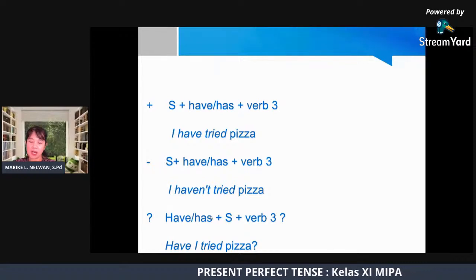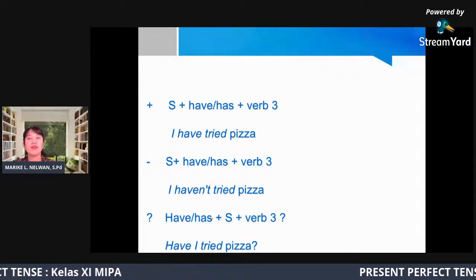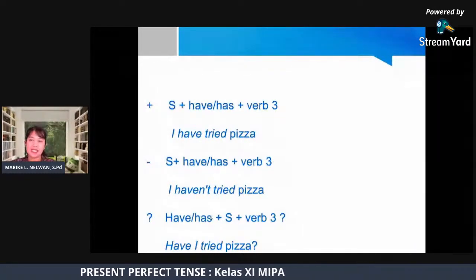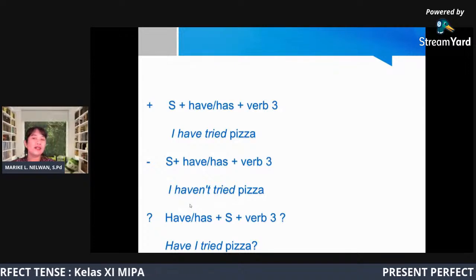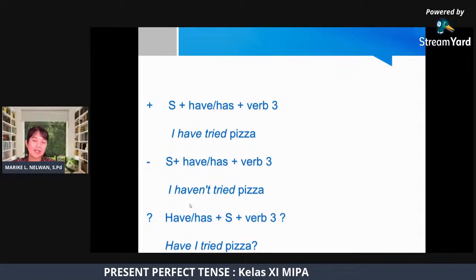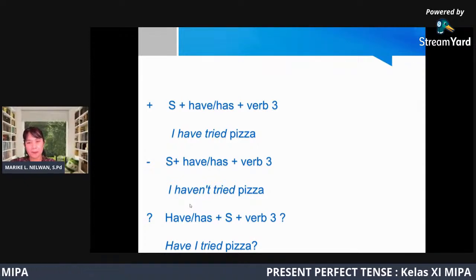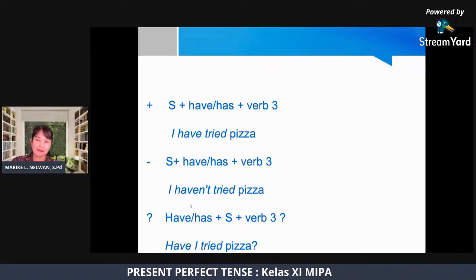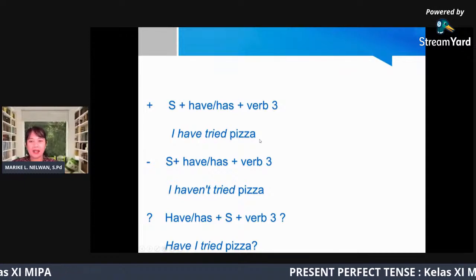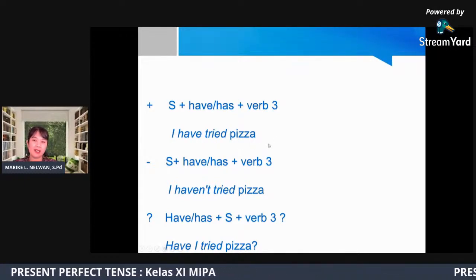Kalau kalian ingin membuat kalimat ini dalam bahasa Inggris, maka kalian bisa menggunakan bentuk present perfect tense. Jadi, subjeknya di sini adalah I, kemudian diikuti oleh helper, yaitu have, karena subjeknya I, diikuti oleh have, kemudian diikuti oleh verb 3. Kata kerja bentuk ketiga, yaitu try, yang artinya mencoba. Bentuk pertamanya adalah try, bentuk keduanya juga try, dan bentuk ketiganya sama juga, try.